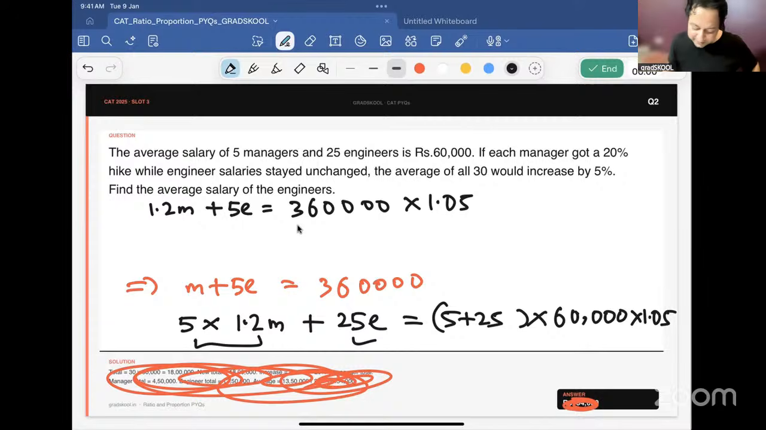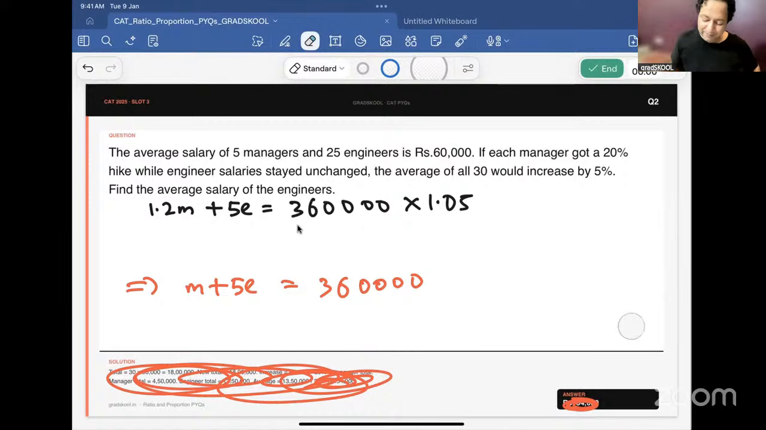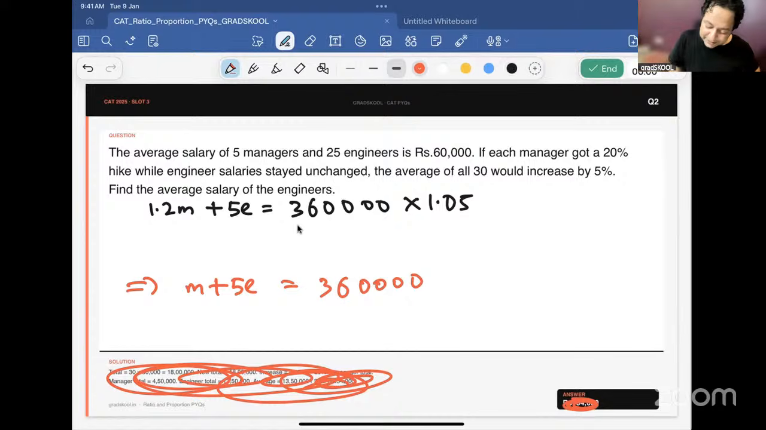I want the salaries of whom? I want the salaries of engineers, right? Okay, I'll remove this also. So I have two equations and I want to eliminate M. All right, sure. So let's just multiply this whole thing by 1.2 and then subtract, right? So if I assume, let's say this to be first equation, this to be second equation, then I'll be able to get the value of E. How? Just subtract equation 2 from equation 1.